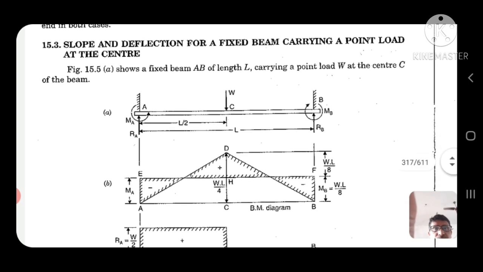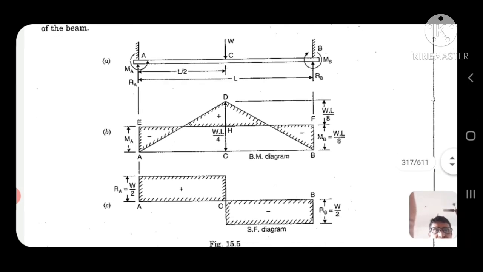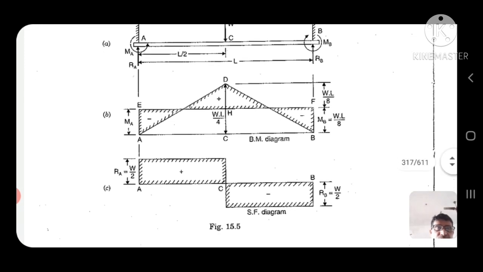This shows fixed beam AB of length L carrying a point load W at the center C of the beam. This is the diagram. Both sides there is a support, a continuous fixed support, and in the middle portion there is a load.